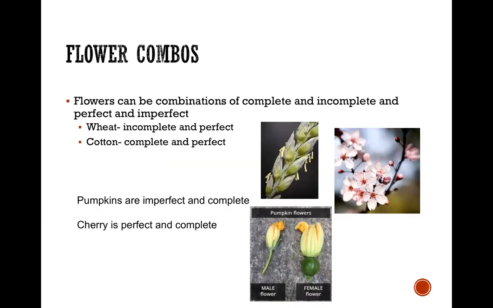Now, flowers come in all kinds of combinations. And so it's possible for some plants to produce a flower that is incomplete, but perfect, meaning that it's got the male and female reproductive parts, but it doesn't have petals or sepals. Or you can have some plants that are complete. It's got the petals, the sepals, the male and female parts. And because it has the male and female parts, we can say it's perfect. Okay, so here are some examples of that.